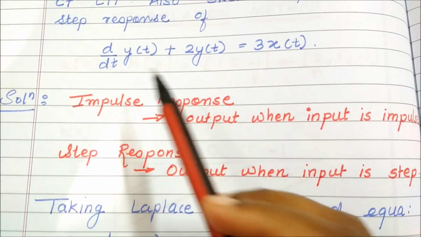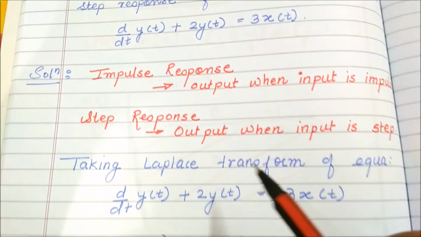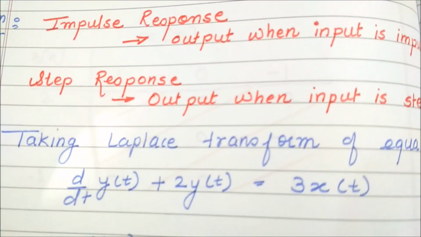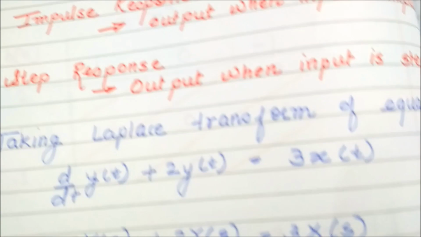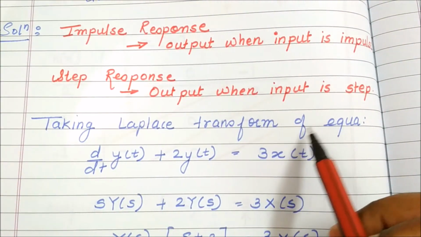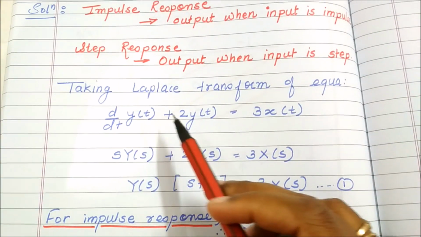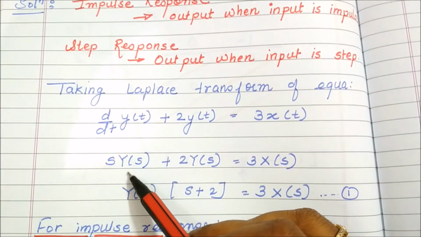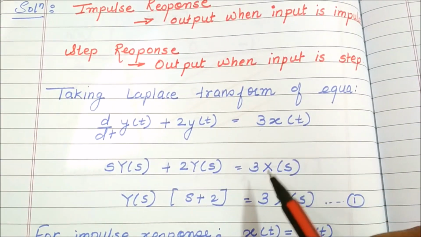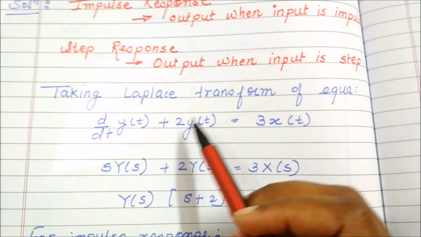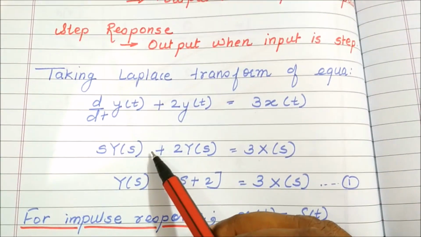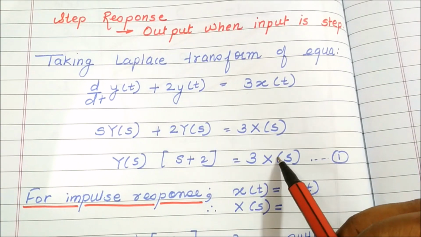Okay. So first we will solve this differential equation by taking Laplace transform. Now here you have to consider one thing, that the initial condition is 0. No initial condition is given. That means initial condition is 0. So we will take Laplace transform of the equation. Given equation is this. Laplace of d by dt y(t) is sY(s). Laplace of y(t) is Y(s). Laplace of x(t) is X(s). Remember here, if initial condition is not 0, the formula will not be the same. Please go through that formula. Now take Y(s) common and you are left with this.